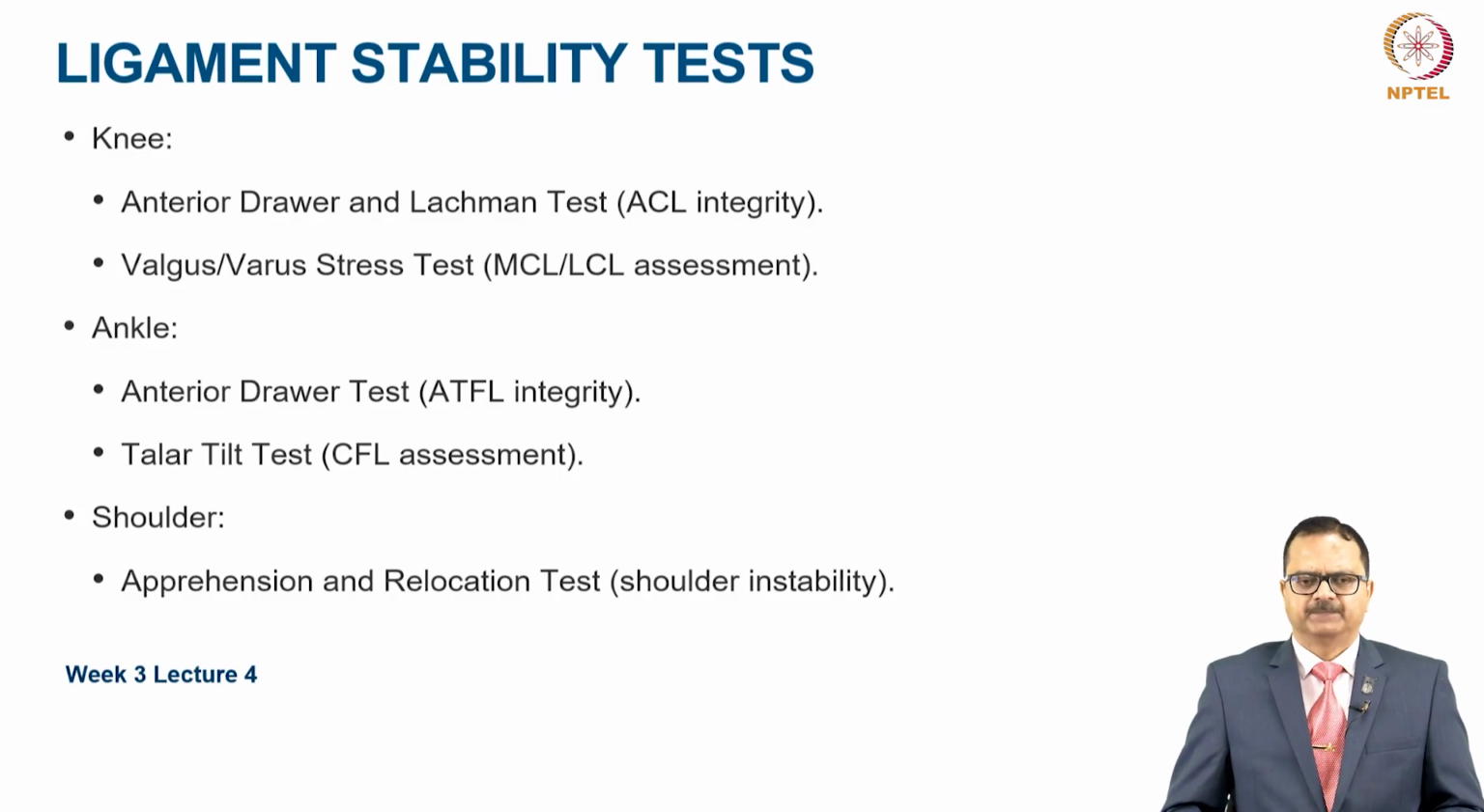In the shoulder, you do an apprehension and relocation test. Basically, you're trying to look for how easy it is to dislocate the shoulder. And if the patient shows apprehension in any particular movement, you know that the apprehension test is positive. In any ligament stability test, what you're trying to do is stress the ligament and see whether you can elicit ligament laxity.